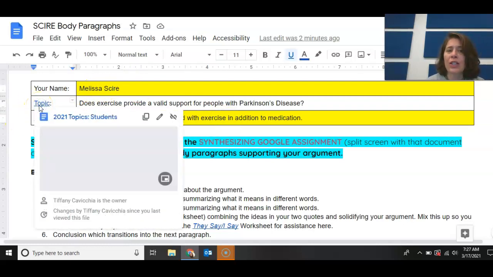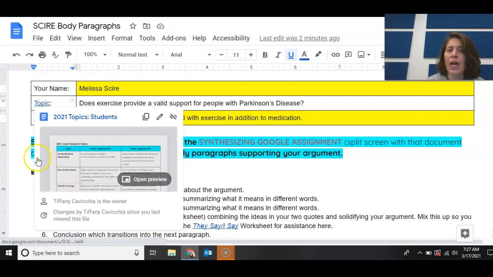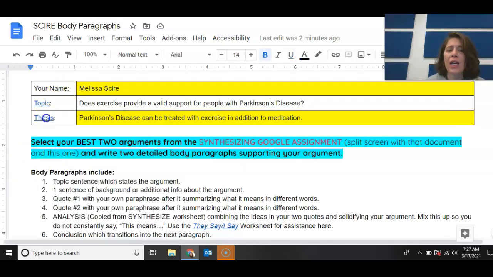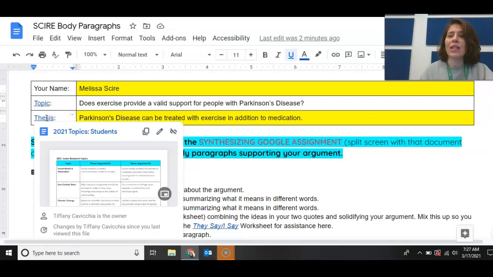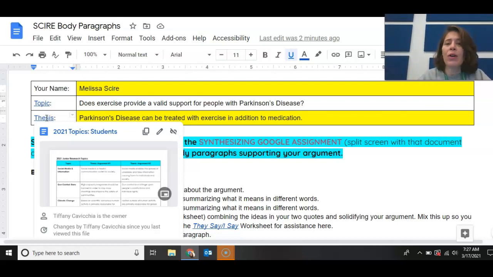So you can just click on these documents and you can pull up all of the topics, make sure that you have the correct topic written down, and you can click right here to make sure that you have your correct thesis statement. It's really important that you have these at the top because every time you write a paragraph, you want to go back to your thesis statement and you want to make sure that you are actually answering that question or that you're supporting it in some way.